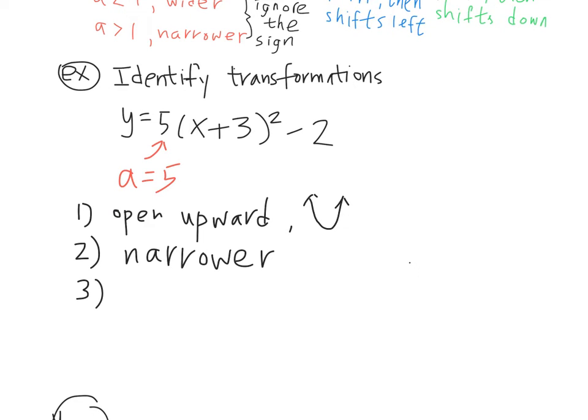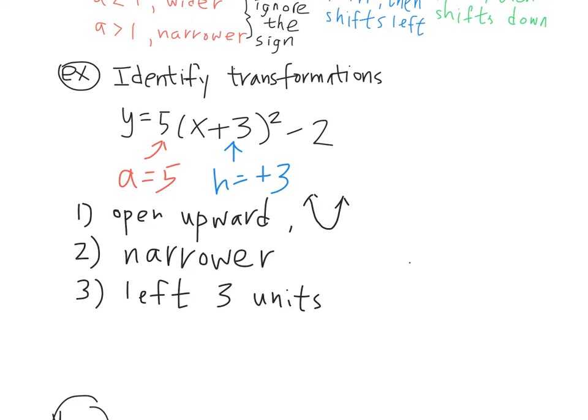Now let's take a look at h. Notice how h currently is positive 3. And we talked about if it's a positive number, then it will shift to the left because it's inside the parentheses, so that's why you would do the opposite. So it will shift left by 3 units.